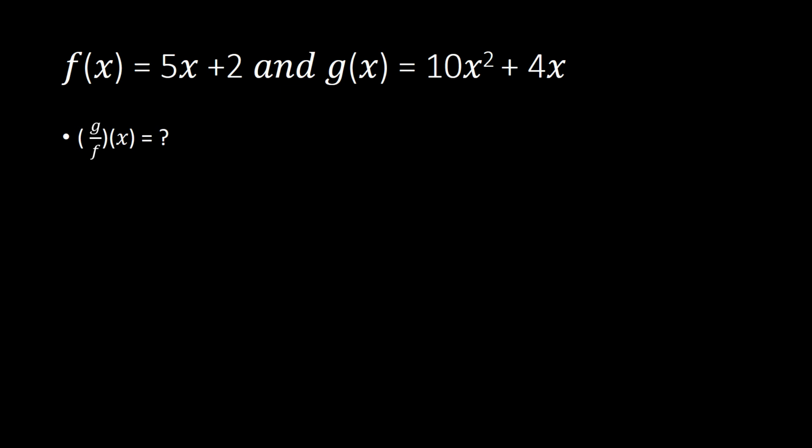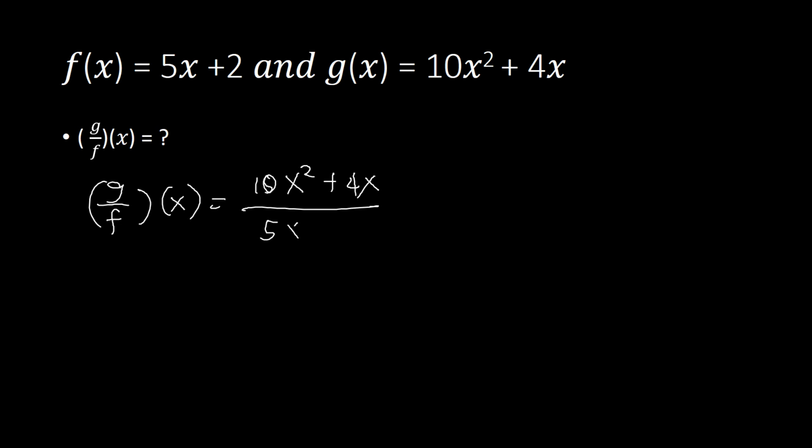So let us now go for the division. This time we've got g over f of x. That will be equal to 10x squared plus 4x over f of x, which is 5x plus 2. We try to factor out. Now notice this is a plus, so there's no way for us to factor using the difference of two perfect square binomials. They're not perfect squares, so we cannot do that. So our way of factoring here is only through the GCF.